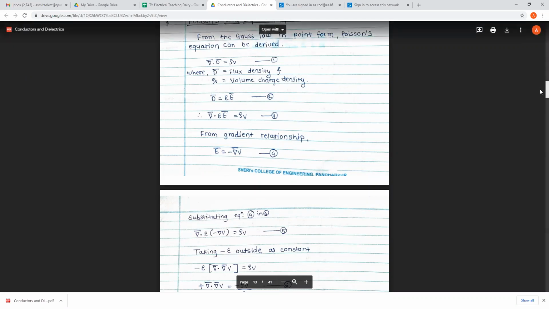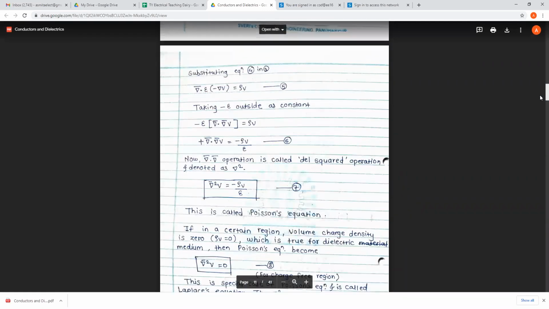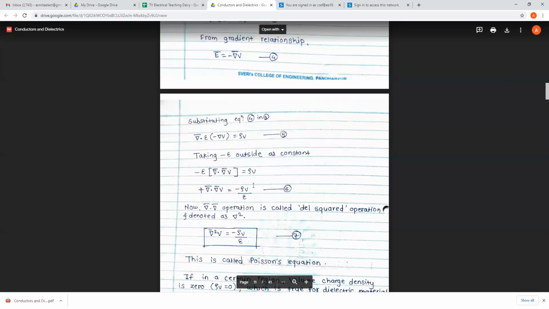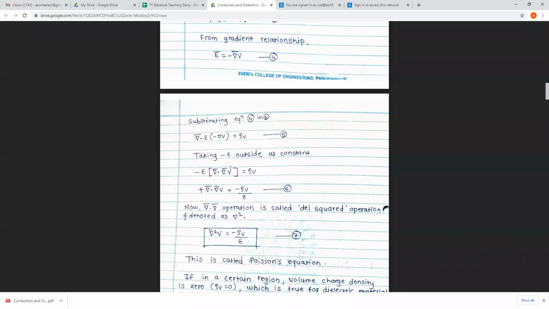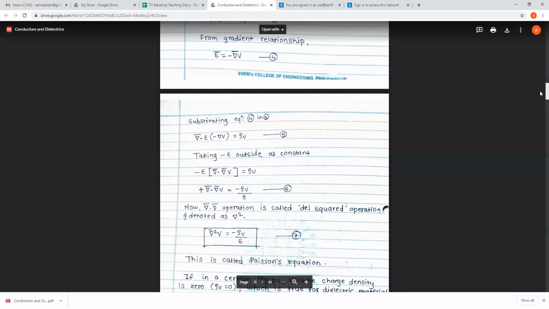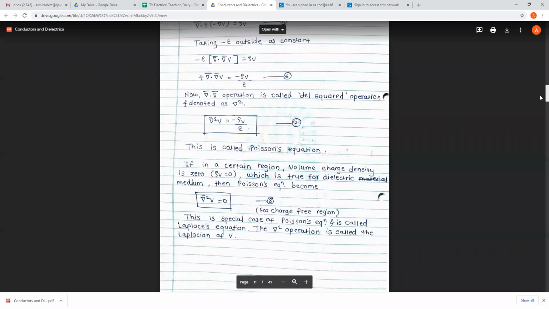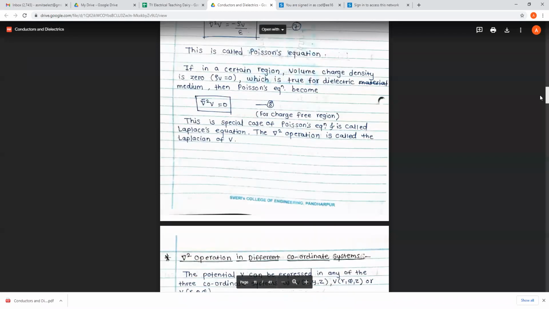Taking the minus epsilon outside, we get minus epsilon into del dot del V, and del dot del, being a dot product, can be written as del square. So we can write the equation as del square V is equal to minus rho v upon epsilon, and this is Poisson's equation. And what is Laplace's equation? When the right term becomes 0, then it is Laplace's equation, meaning del square V is equal to 0.